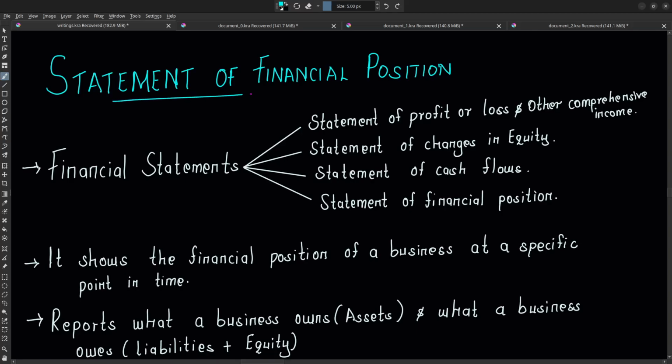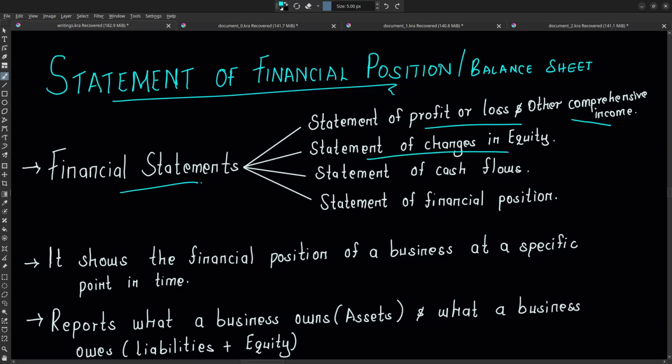Hello, today let us look at the statement of financial position, which was commonly known as the balance sheet. A set of financial statements usually has the statement of profit or loss and other comprehensive income, which was commonly known as the income statement.